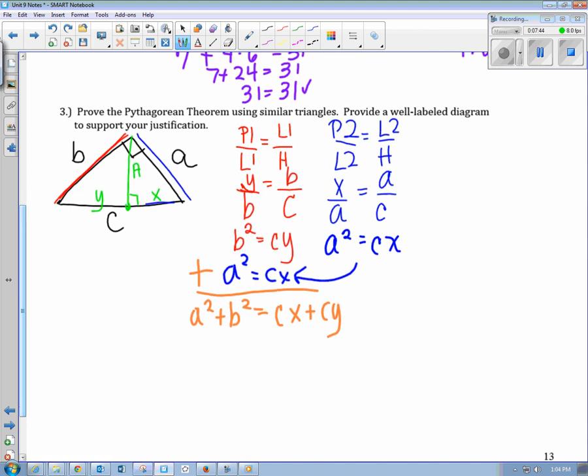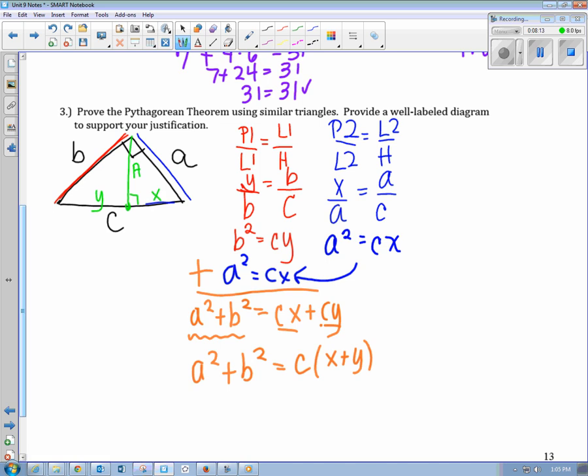So if my goal is to prove the Pythagorean theorem, I'm doing a pretty good job with what I have over on the left-hand side of my equation. Now I have to work with the right-hand side. So I'm going to keep the left-hand side the way that it is, and I'm going to factor a C out of my two terms over here. And when I factor out a C, I have X plus Y.